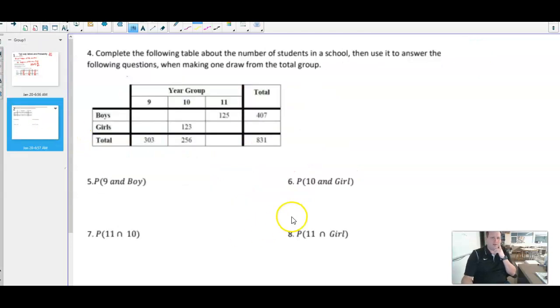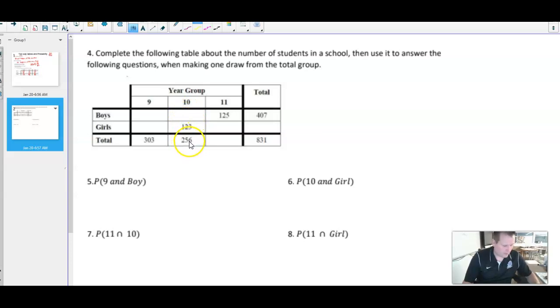Okay, let's look at another one here. So this one we got to finish the table here first. This is a table set of students and the year that they are in school, classified by boy, girl. Okay, and so what I'm going to do is look at this one. I'm going to find the other values here.